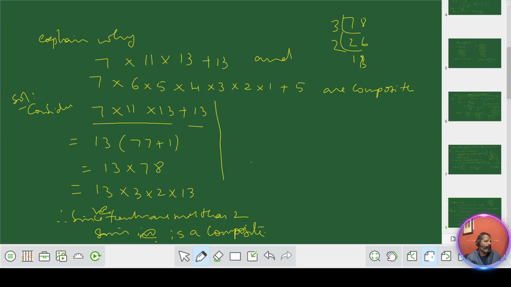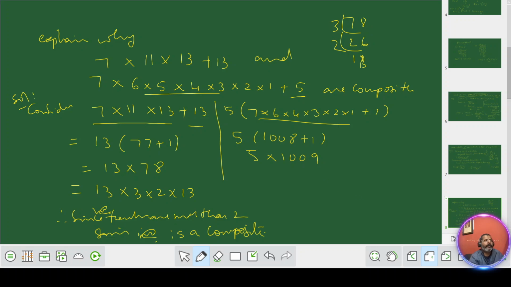Similarly, we can solve for the other given example. How do we solve this? What is common here? 5 is common. Take out 5 from these two terms. So the remaining is 7 into 6 into 4 into 3 into 2 into 1 plus 1. Upon solving this, the product of these all comes as 1008, plus 1, so 5 into 1009.